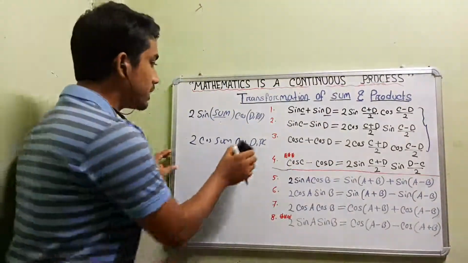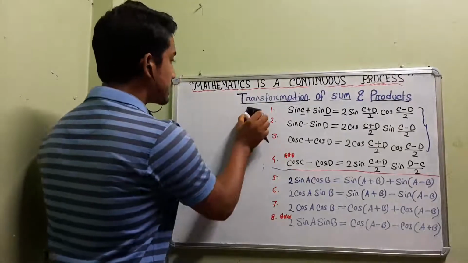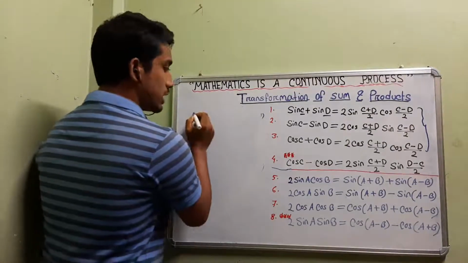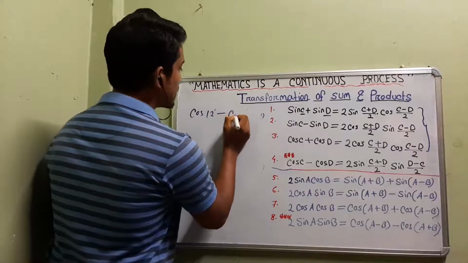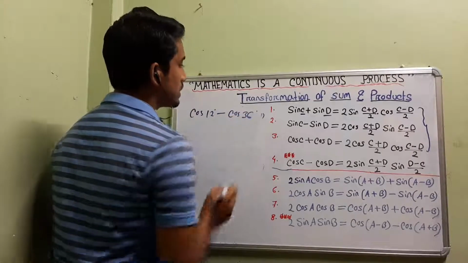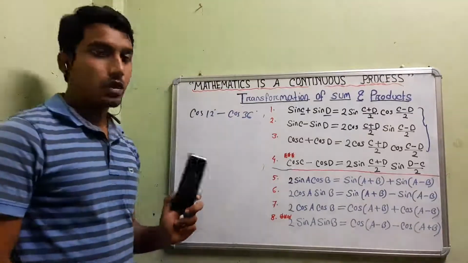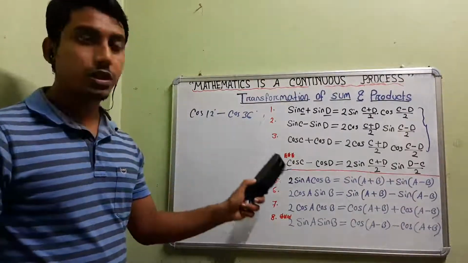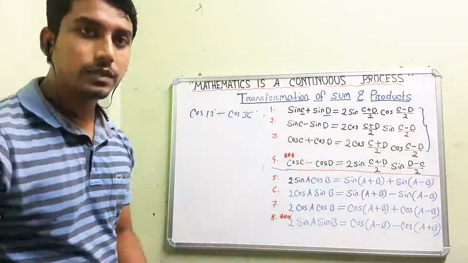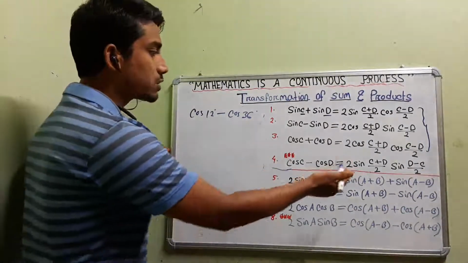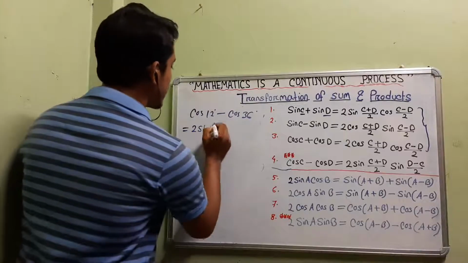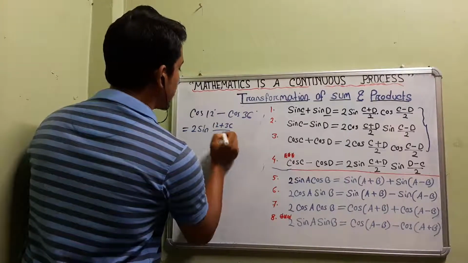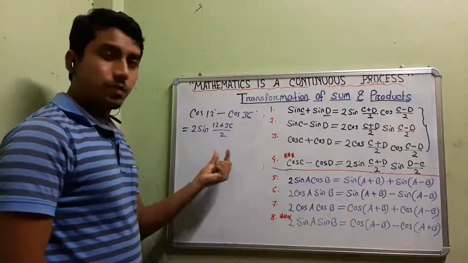Let me give one example: when to take D minus C by 2. Suppose the question is given, cos 12 degree minus cos 36 degree. In this case it is cos C minus cos D, the fourth form. So cos C minus cos D, what is the formula? 2 sin C plus D by 2. In the sum there is no problem, 12 plus 36 by 2.